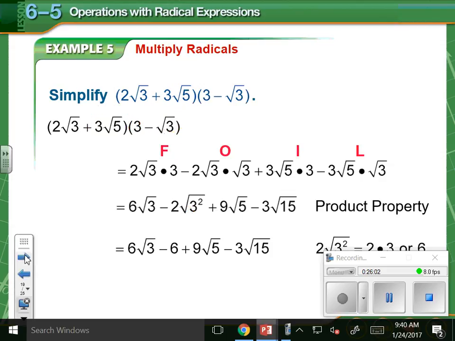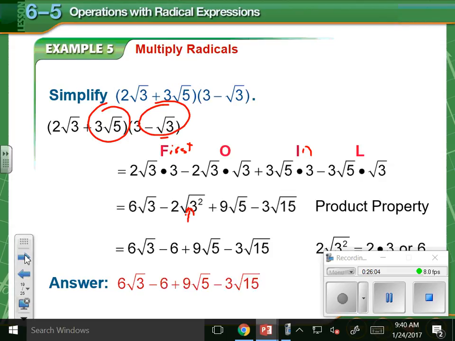But then I need to combine. Well, I don't really have anything to combine. This is a root 3. This doesn't have any roots. This is a root 5. This is a root 15. None of them can be broken down, and so they're all going to have to stay separate because none of them would be considered to be like terms.